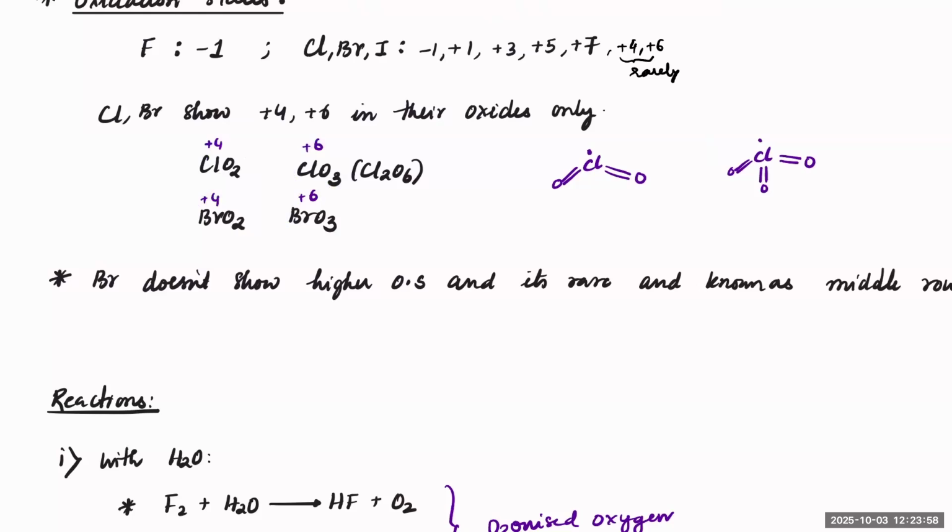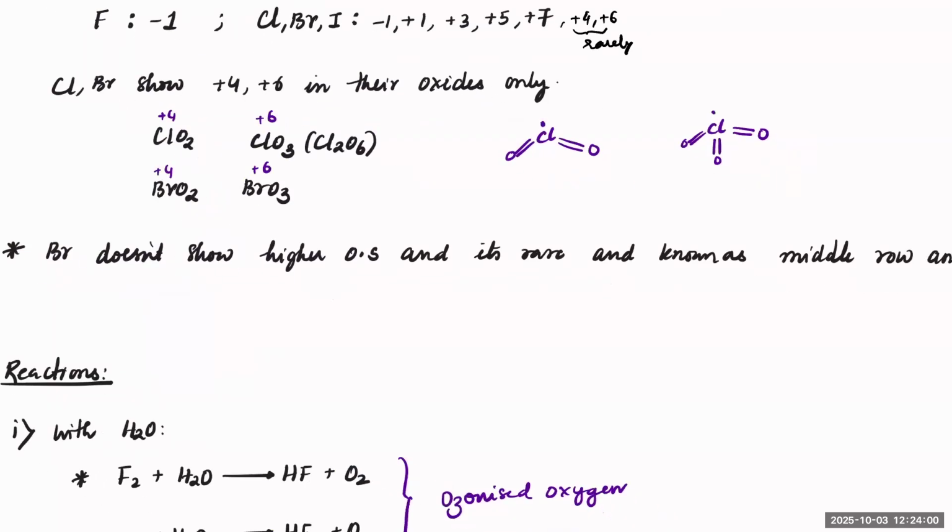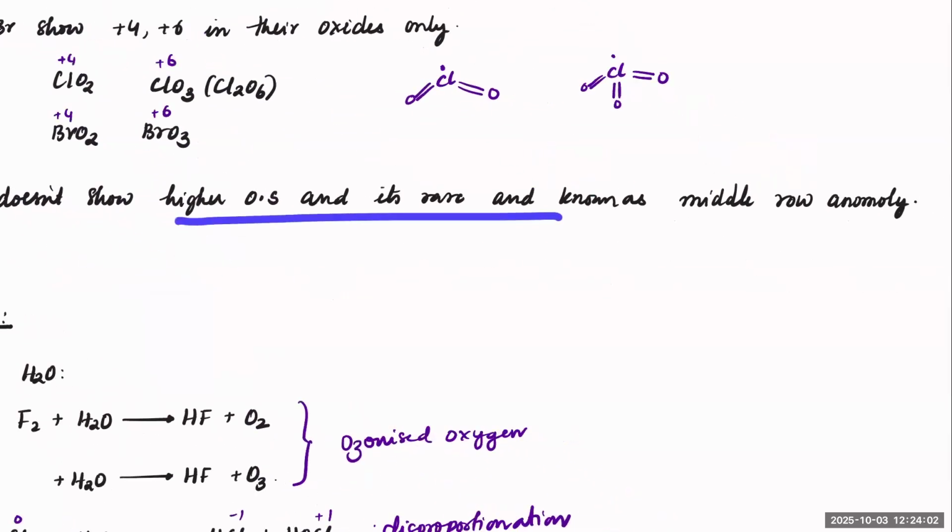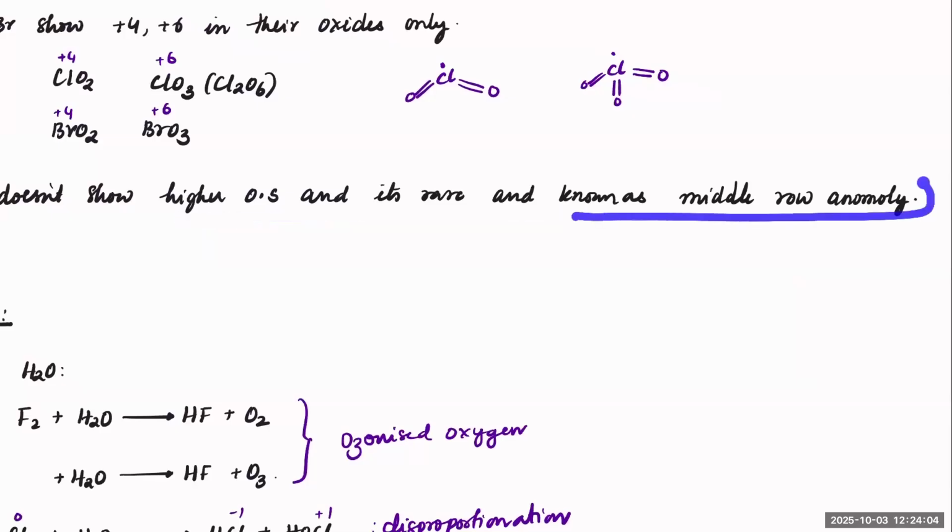And bromine does not show higher oxidation states easily, as it is rare, known as the middle row anomaly. Bromine usually showing +7 oxidation state or +5, especially +1 oxidation state, is very, very difficult. Again, this is something to do with the anomaly that happens with the fourth period elements.